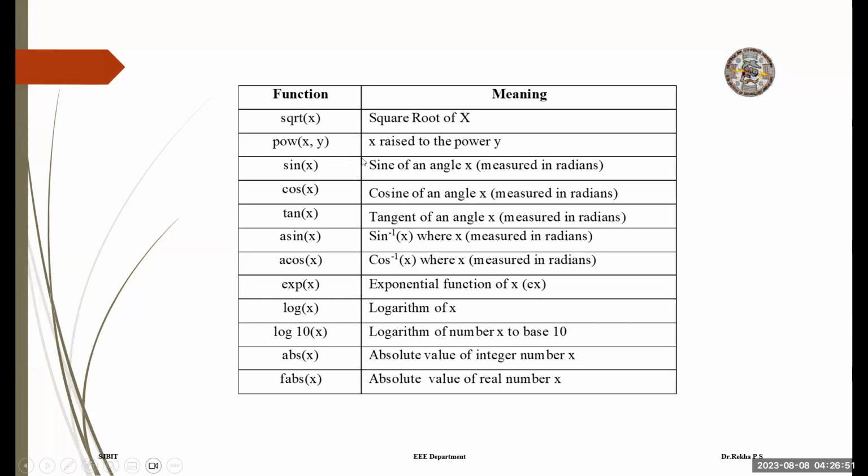This is x raised to power y. This is sine of an angle x, cosine of an angle x, tangent of an angle x, sine inverse of x where x is measured in radians, cos inverse of x where x is measured in radians, exponential function of x, logarithm of x, logarithm of number x to base 10, absolute value of integer number x, absolute value of real number x.